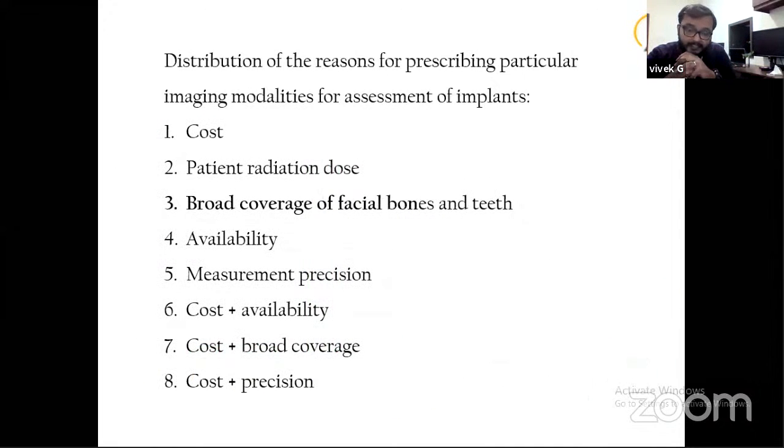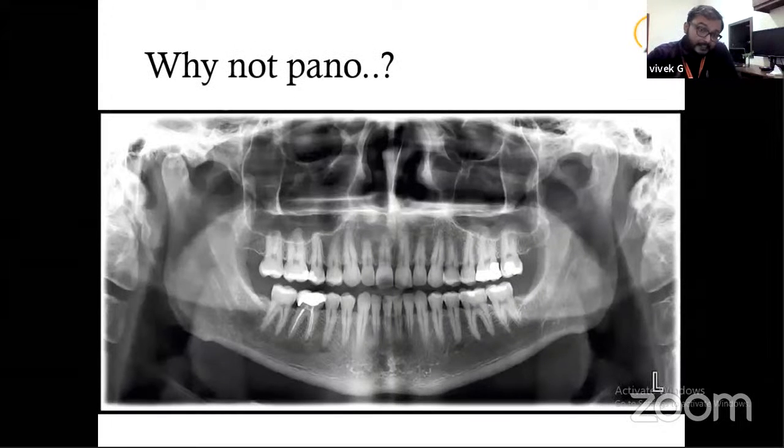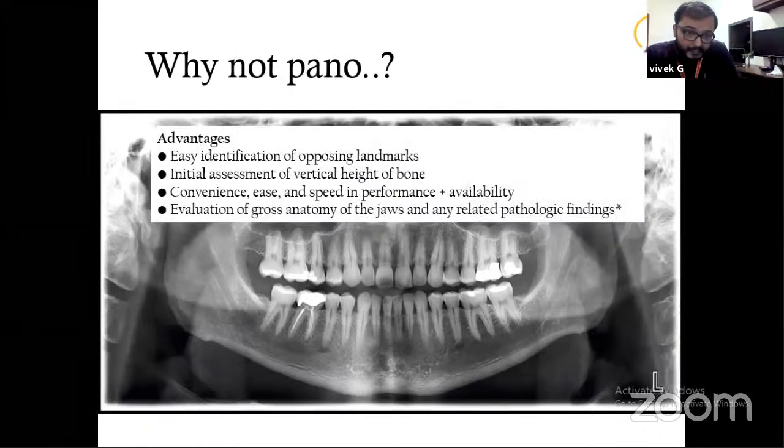The third option says that this is because panoramic radiographs give us a broad coverage of facial bones and teeth. Now, there is nothing against panoramic radiographs, and there are certain advantages to them, like easy identification of the opposing landmarks. It is a very good screening radiograph.